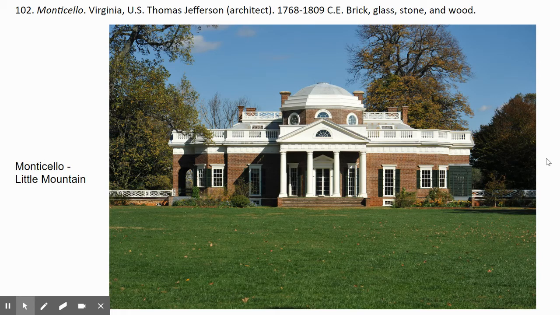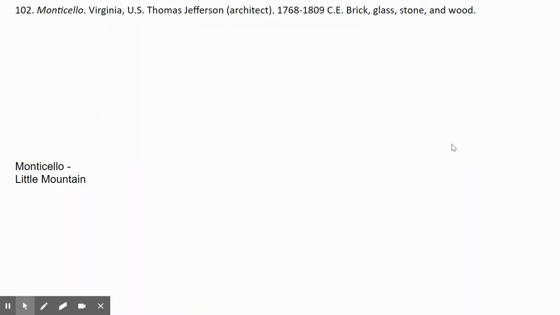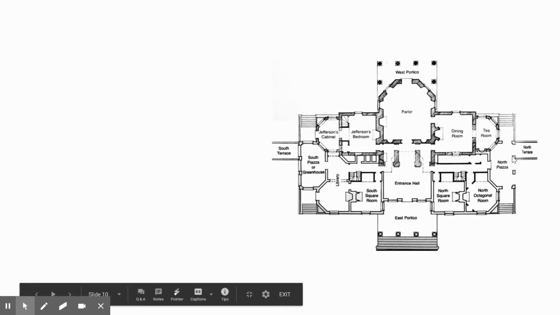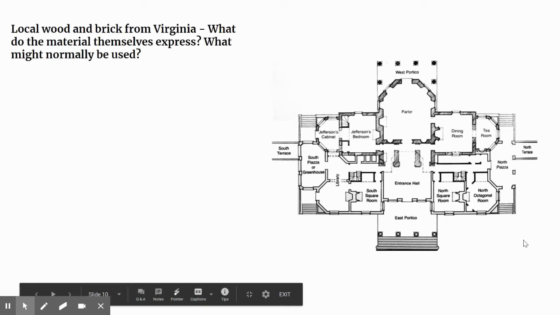The name Monticello means little mountain. Why is this called Little Mountain? Well, if you see it in context, here it is. We're in the rolling hills of Virginia, kind of obviously on a crest of a hill. So the layout, very orderly, should absolutely remind you of those really well-ordered Roman and Greek pieces.